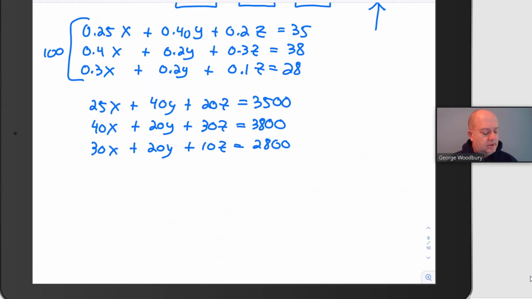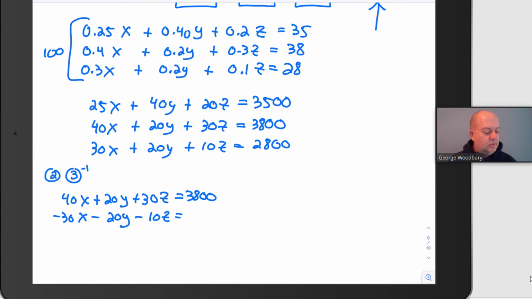And I can do that by first combining equations 2 and 3. If I leave equation 2 alone, but I multiply equation 3 by -1, those y terms will have opposite coefficients. So 40x plus 20y plus 30z equals 3,800, and negative 30x minus 20y minus 10z equals negative 2,800. Add the equations together, 10x plus 20z equals 1,000.